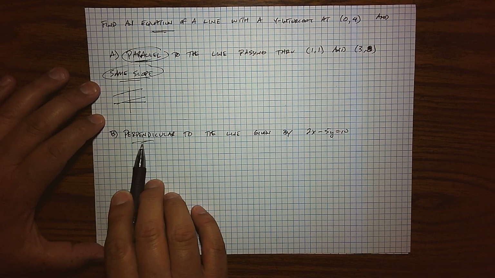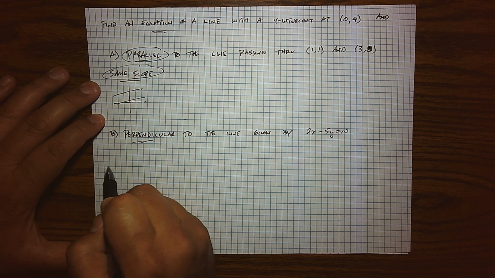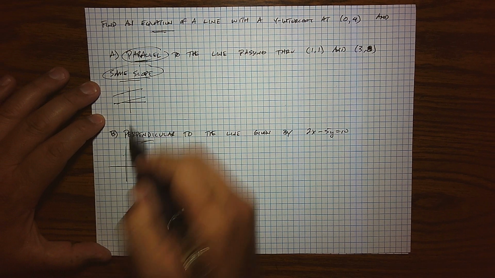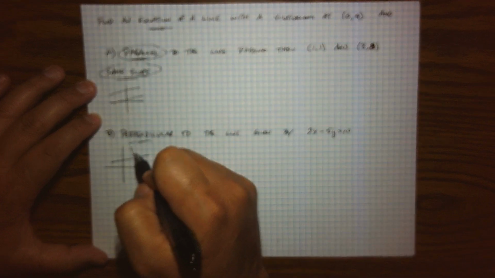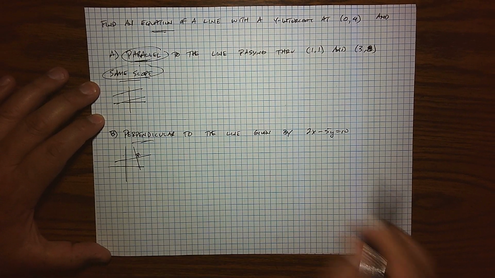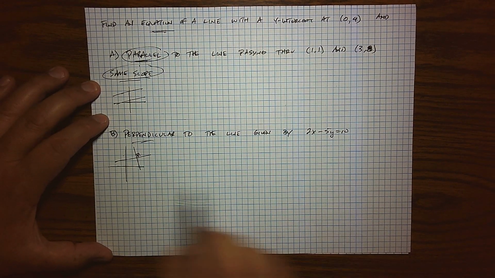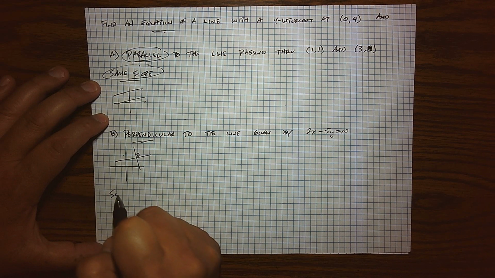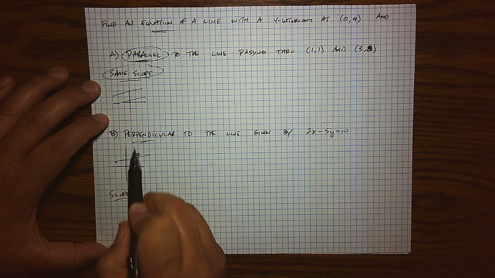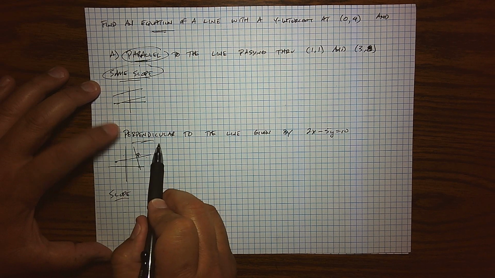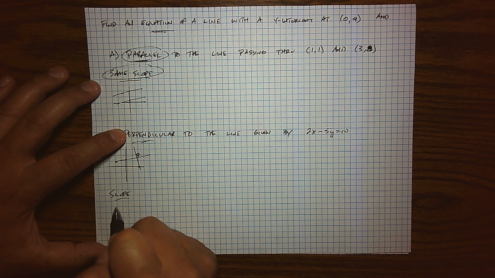Perpendicular is a little tougher. What happens visually in a perpendicular situation is I have two lines that are intersecting at what we call a 90-degree angle. The first thing you'll notice as far as slope is concerned is that the slopes are not going to be equal, because one's positive and the other's negative. It turns out that for perpendicular lines, the slopes are what we call opposite reciprocals.